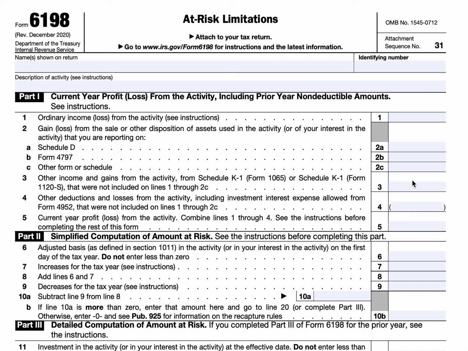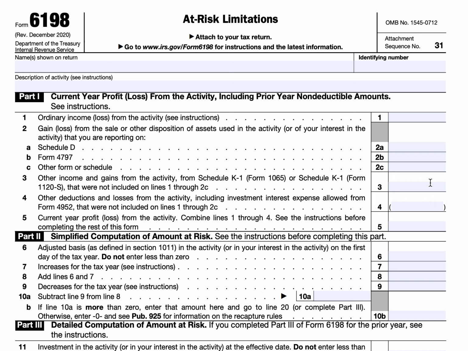In line 3, you would include any other income, and if you're a partner or a shareholder in an S corporation, you would include any of those amounts from your Schedule K-1 from Form 1065 or 1120S that was not already previously included.